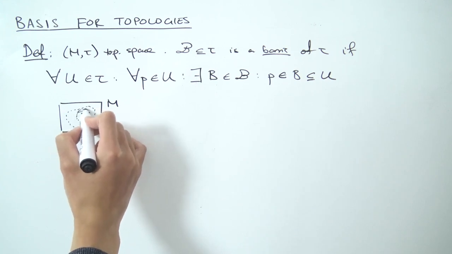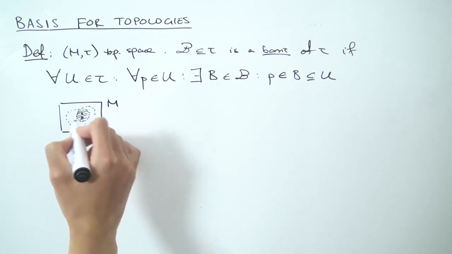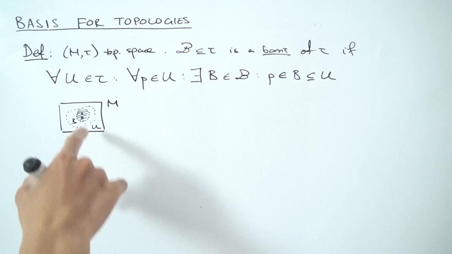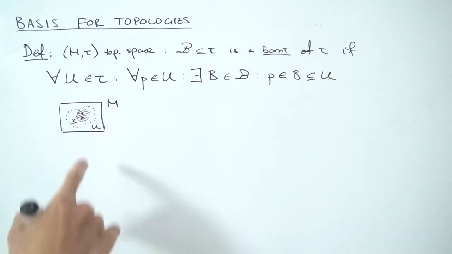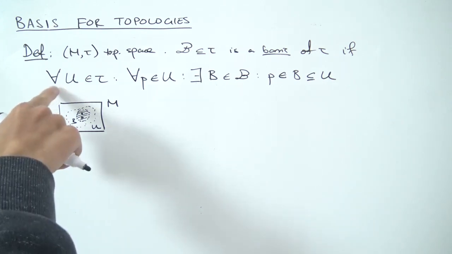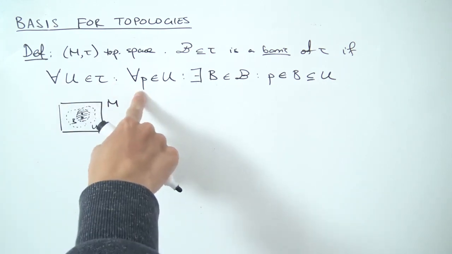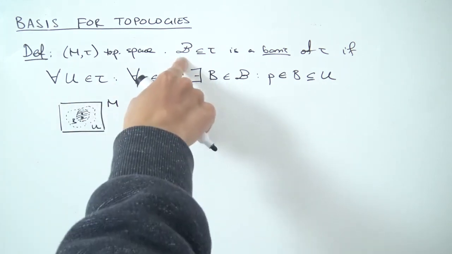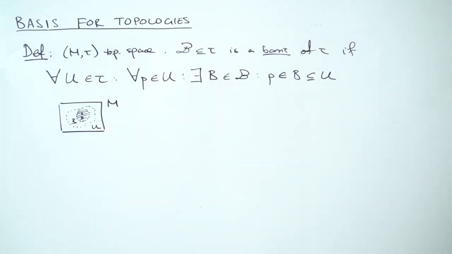So let's say we find this one that's already in our basis. Does it contain P? Well, yes, it does. And does it lie entirely within U? Well, yes, it does as well. So if this works for all U and for all P inside my U, then B is a basis. So that's the definition.